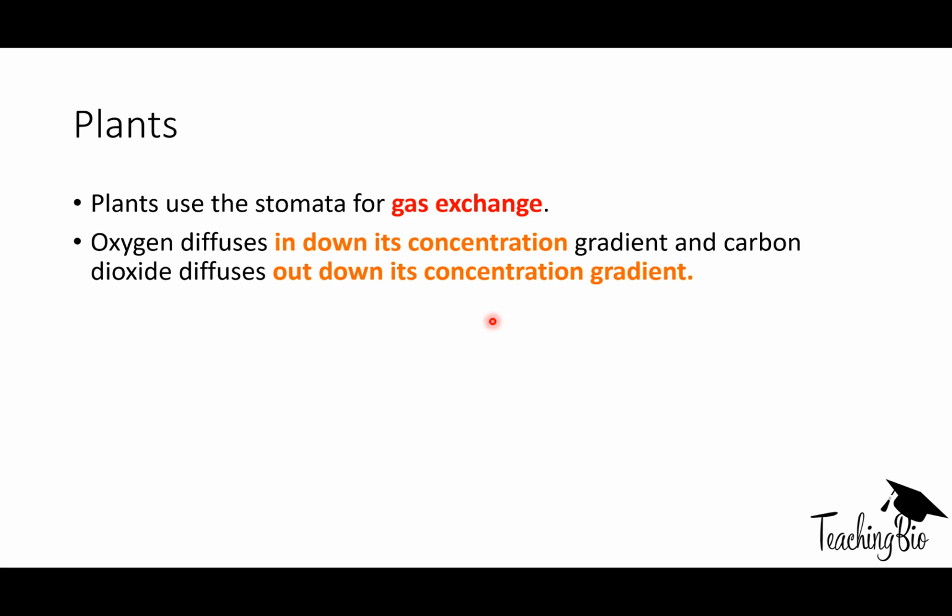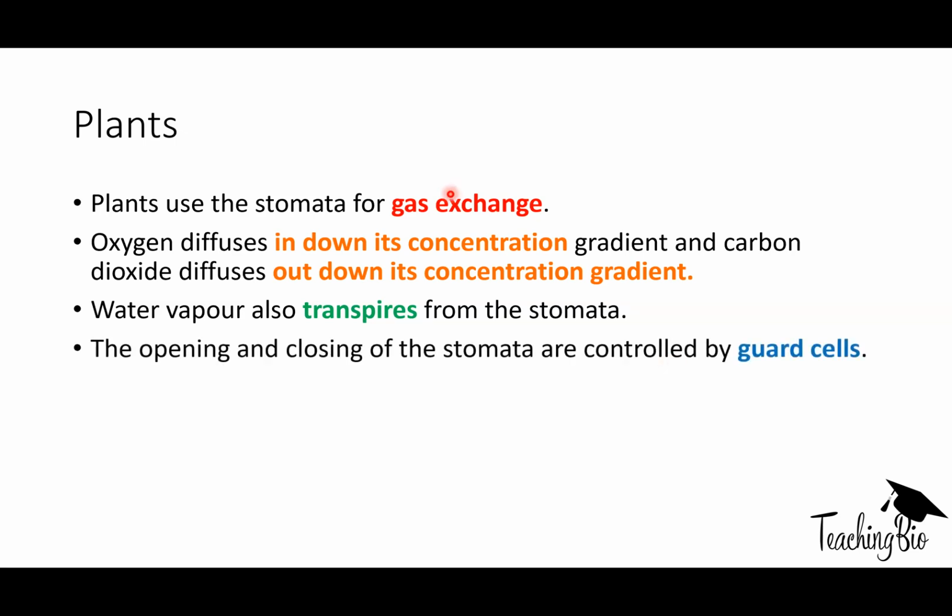Okay, so in plants, oxygen and carbon dioxide both rely on a concentration gradient, not a pressure gradient. Water vapor will also transpire from the stomata. And this opening and closing of the stomata will be controlled by guard cells. We'll talk a bit more about guard cells in a second, but they will change depending on the amount of water there is and become flaccid or turgid.